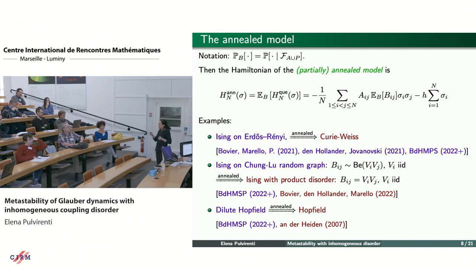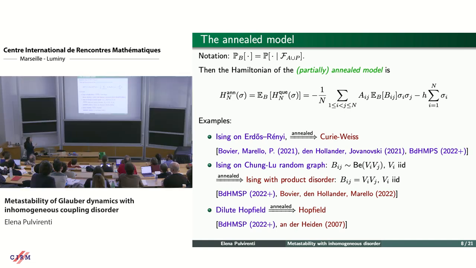And now, again, let me give you the same examples and we see how they are related with each other. So if I look again at Ising on Erdos-Renyi, which is one of the models that we can consider, the annealed version is quantitative, simply. Okay, because this one is one and this one gives you a number. And the metastability of Ising on Erdos-Renyi has been studied by Bovier, Marello, and myself, and by Den Hollander and Jovanovski. But it also comes as a byproduct from this work that I'm discussing now.